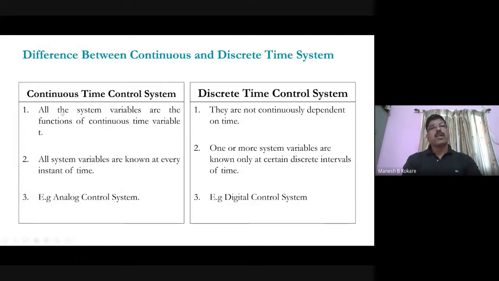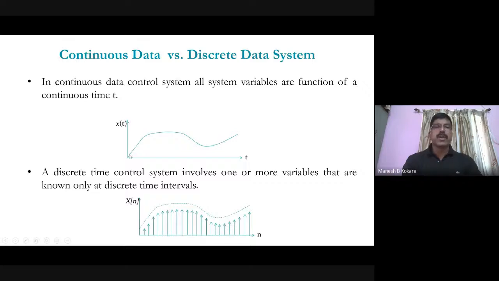All the system variables are functions of the continuous time variable t in the case of a continuous control system, whereas in a discrete control system, they are not continuously dependent on time. So this is the first difference. The second difference is that all the system variables are known at every instant of time. But in a discrete system, it is known only at n1, n2, and between n1 and n2 it is not known.